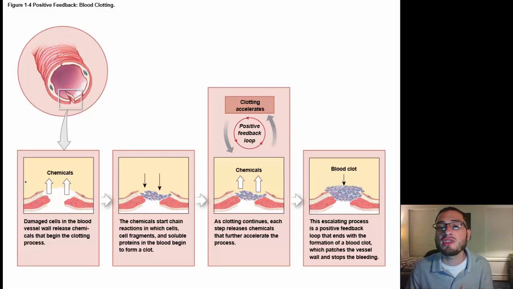And it never really sends a message back to stop this. It just keeps accelerating it. More chemicals, more clotting. We need more platelets so that we can form that scab. Eventually, when the scab forms, it's not really getting that message anymore saying keep going, keep going, keep going, and it will taper off. But it never really quite sends a message back like it does with the negative feedback loop.